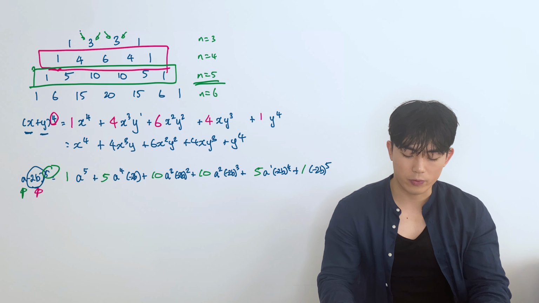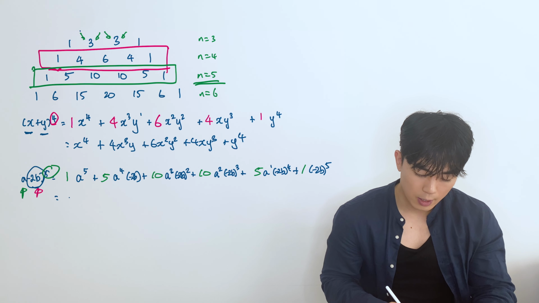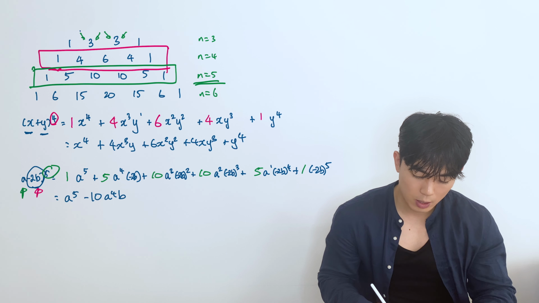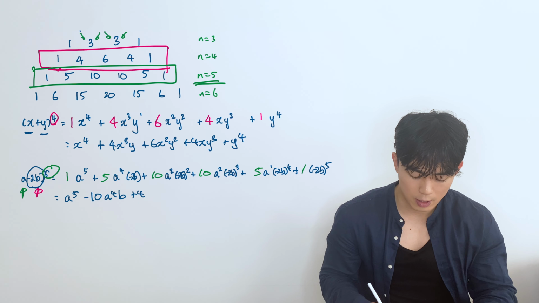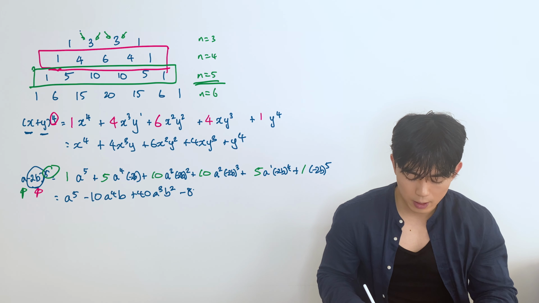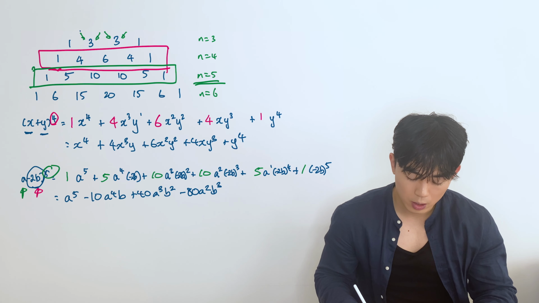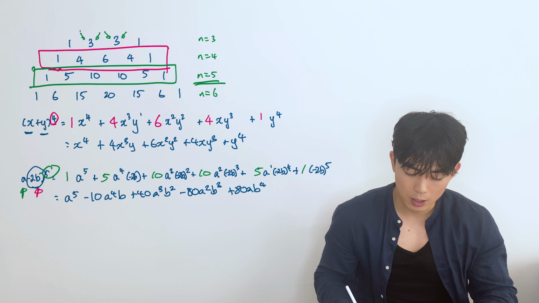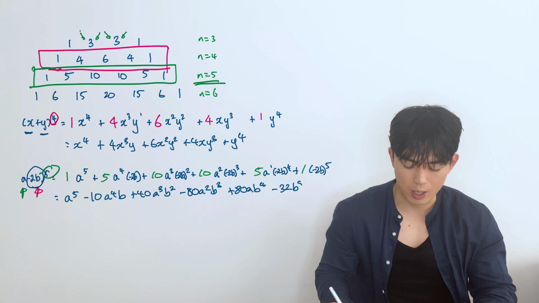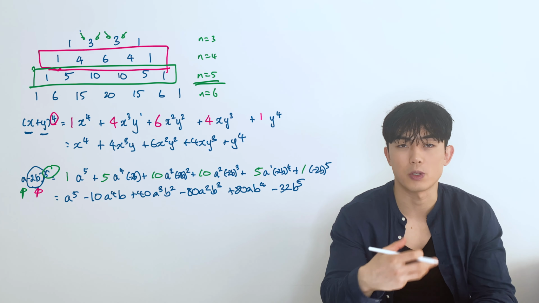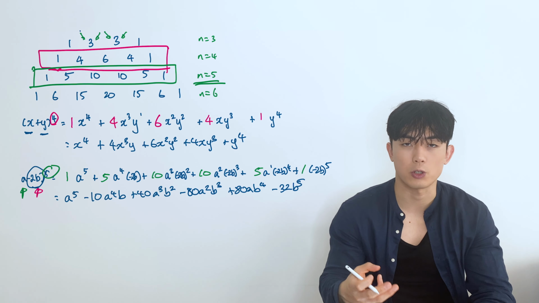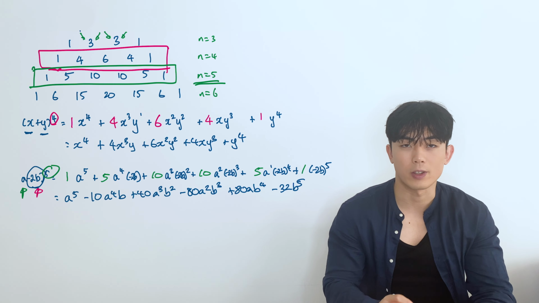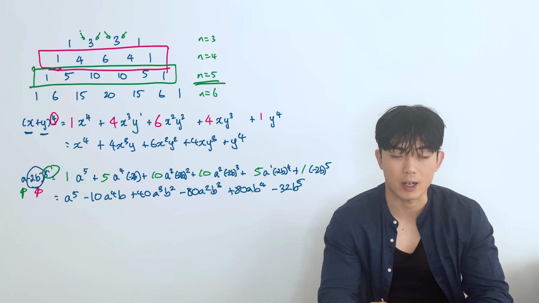And now it's just a matter of simplifying it. So we'll have a to the power of 5, minus 10a to the power of 4 b, plus 40a cubed b squared, minus 80a squared b cubed, plus 80a b to the power 4, and then minus 32b to the power 5, like this. Okay, so make sure you cube the 2's as well, so as they increase in power, they get cubed as well. But as long as you find the right row, then you can expand just about any bracket raised to a certain power.